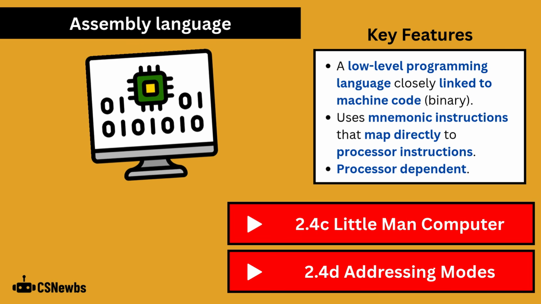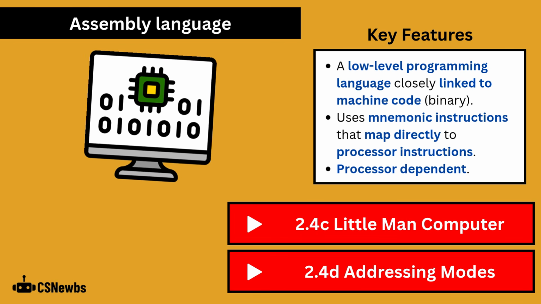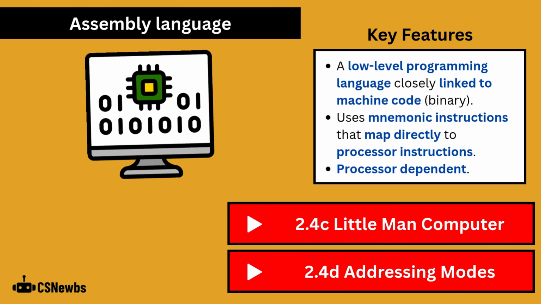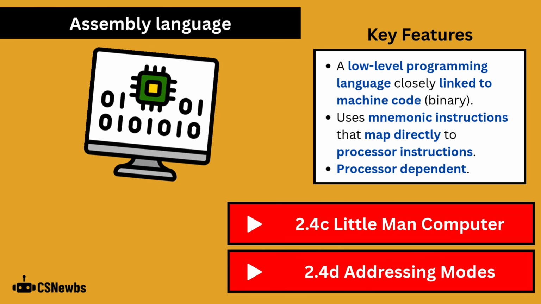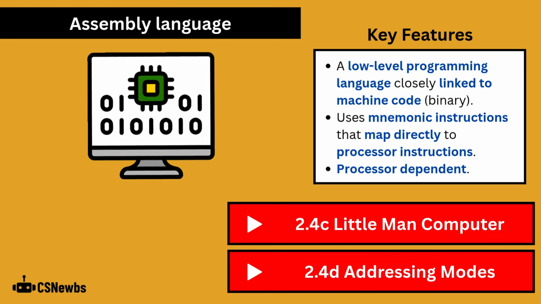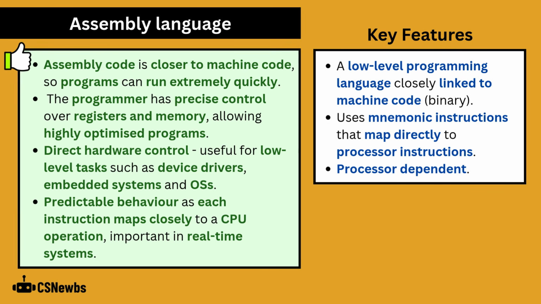So, assembly language is a low-level programming language closely linked to machine code. It uses mnemonic instructions that map directly to processor instructions, and it's processor dependent. Advantages of assembly language are that it is closer to machine code, so programs can run extremely quickly. The programmer has precise control over registers and memory, allowing highly optimized programs. It has direct hardware control, which is useful for low-level tasks such as device drivers, embedded systems, and also operating systems. And it has predictable behavior, as each instruction maps closely to a CPU operation, which is important in real-time systems.